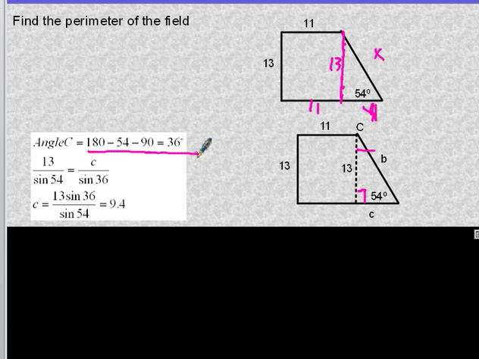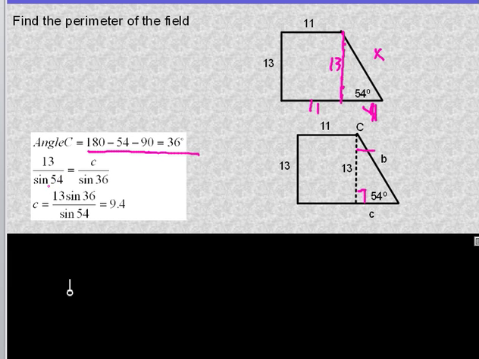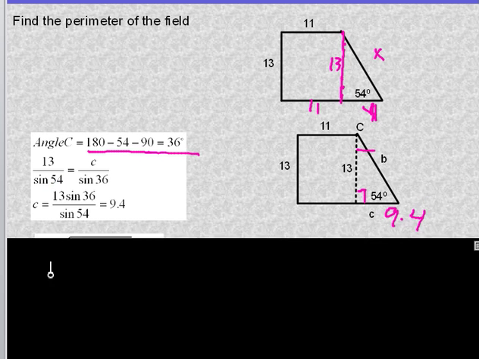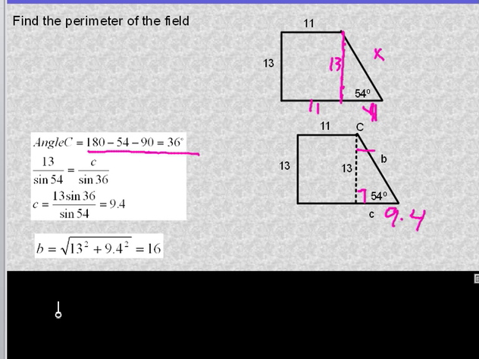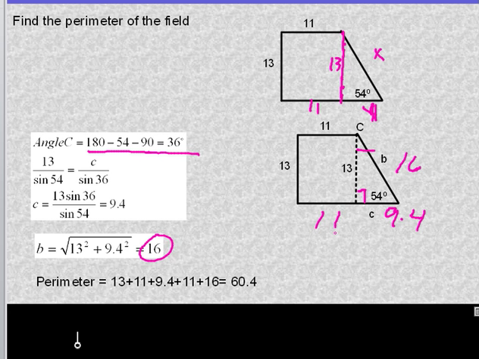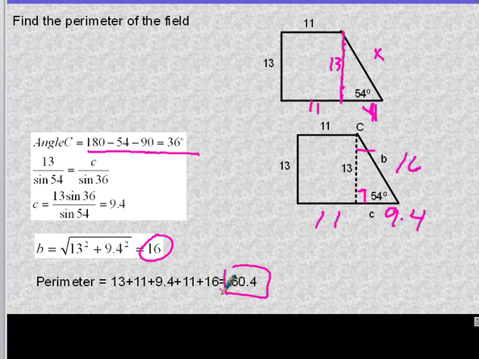And now I can set up my law of sines. 13 over the sine of 54 is equal to side C over the sine of 36. I do my cross multiplication, and I get that this is 9.4. So again, you could use trig to find side B, or you could use Pythagorean theorem, which I did. And now I have everything I need. I'm just going to add up all those lengths to get a perimeter of 60.4.